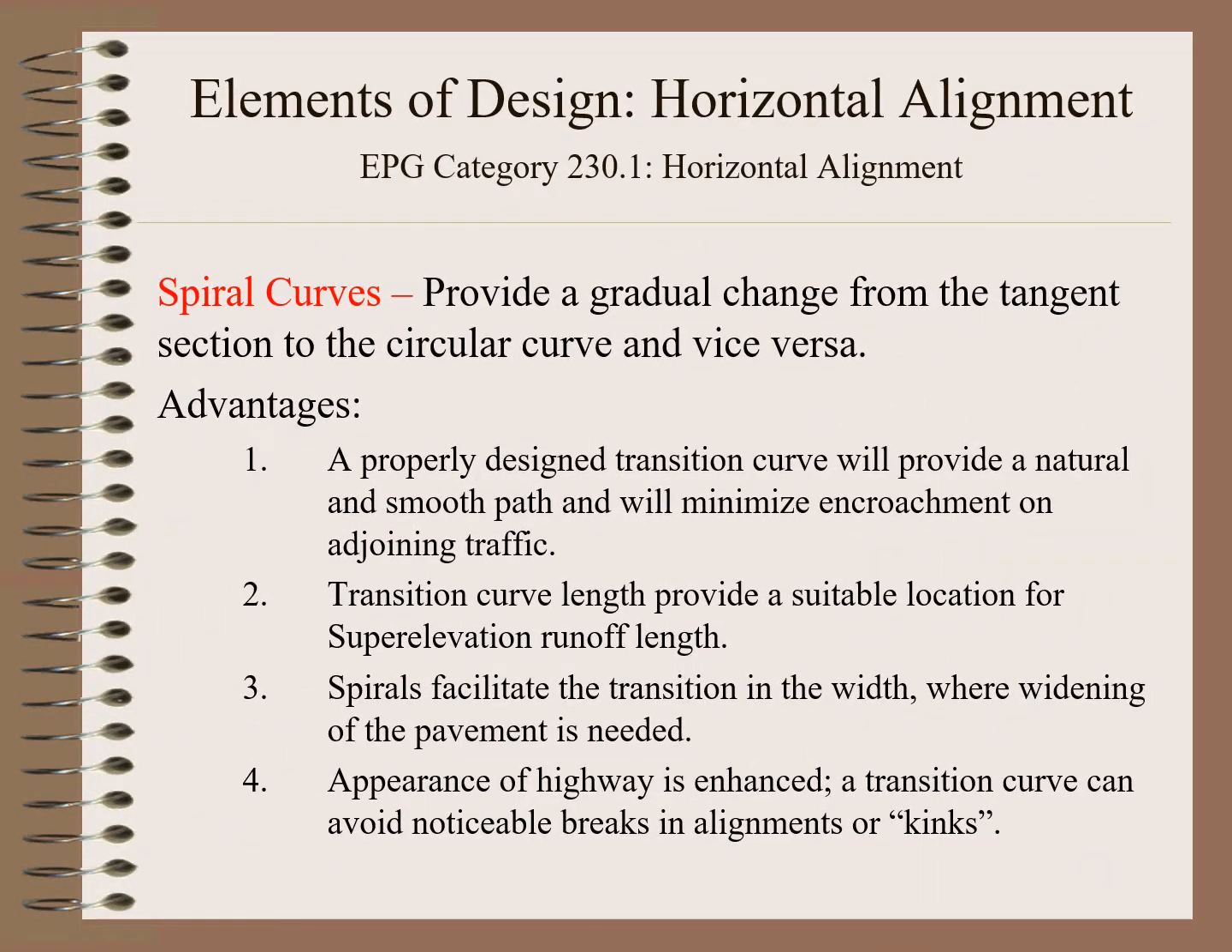Spiral curves provide a gradual change from the tangent section to the circular curve and vice versa. The advantages of spiral curves are: a properly designed transition curve will provide a natural and smooth path and will minimize encroachment on adjoining traffic. Transition curve lengths provide a suitable location for superelevation runoff length, which we will discuss later. Spirals facilitate a transition in width where widening of the pavement is needed. Appearance of highway is enhanced. A transition curve can avoid noticeable breaks in an alignment or kinks.